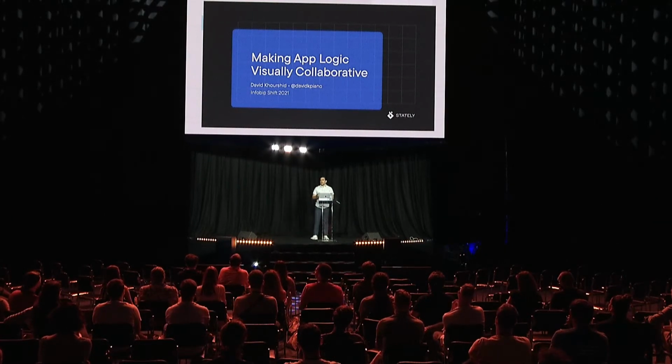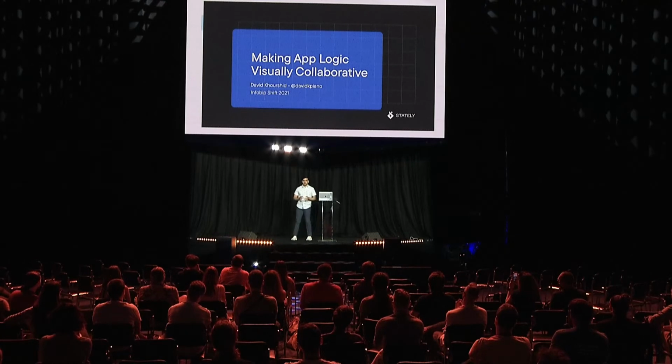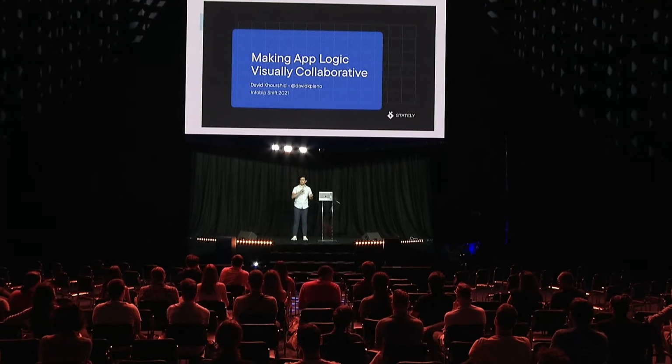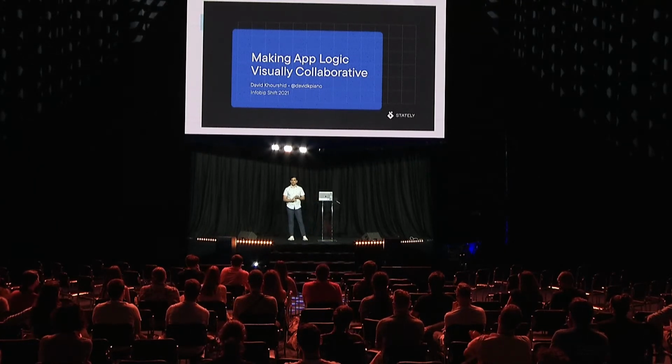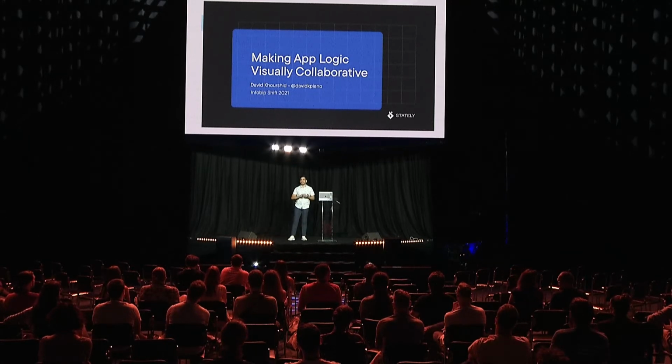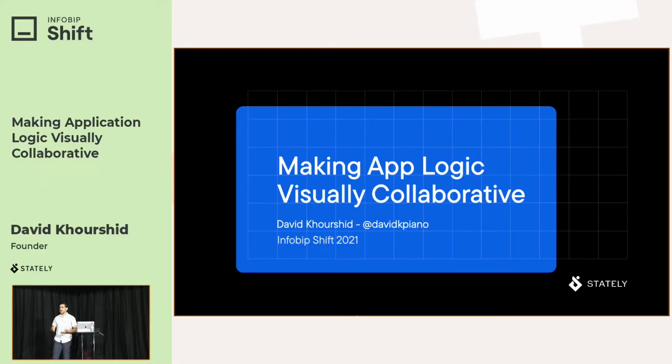So ask 10 developers how their application works. What are its functions? How can it break? What can people do with it? And you're going to get 15 different answers. This is one of the biggest problems that I have been talking about for the last few years, and it's one of the biggest problems that I desperately want to solve. So today's talk is about making application logic both visual and collaborative.